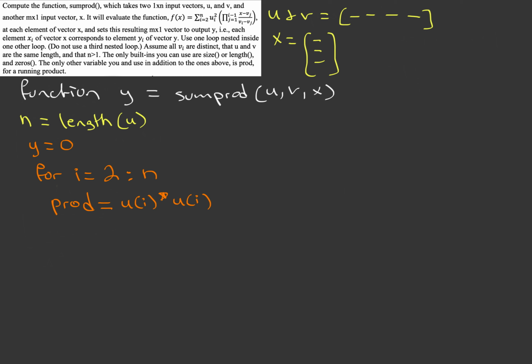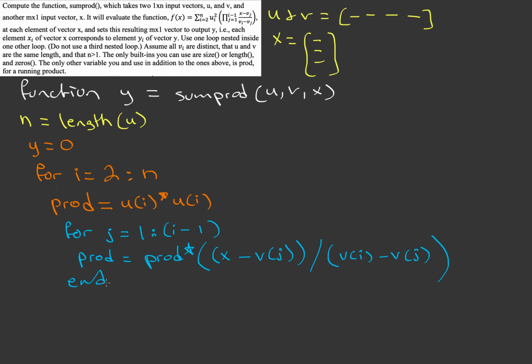Then you can do your running product. So you can say for j is equal to 1 through, and it tells us to go through i minus 1. So we say i minus 1. And we can say prod is equal to prod times, and then we'll have our inside. So our inside, we have x minus v of j, all divided by, and then we have v of i minus v of j. And we close that, and then we end this running product.